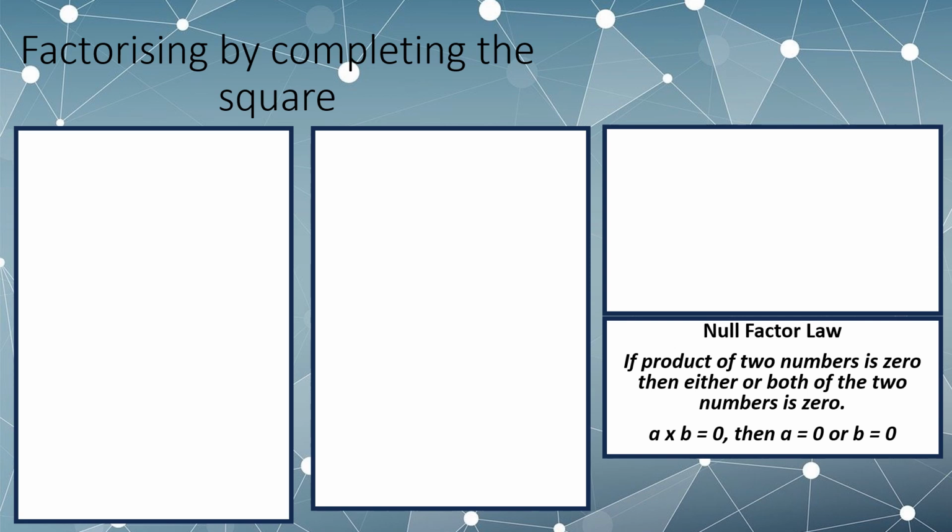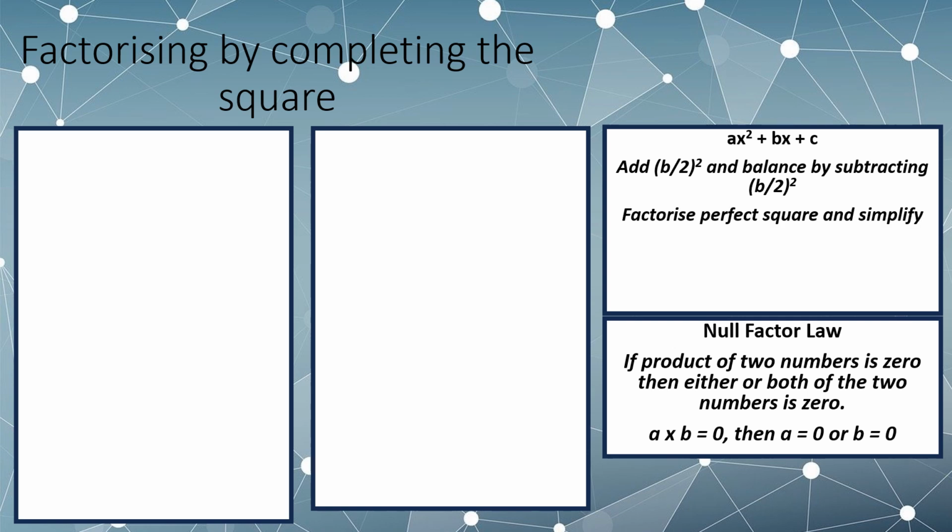To do this, we start with our standard form, ax squared plus bx plus c, and we add (b over 2) squared and balance this out by subtracting (b over 2) squared as well. This will give us a perfect square, which is when it factorizes down to just one term or one bracket set squared by itself. And we then simplify the other terms included.